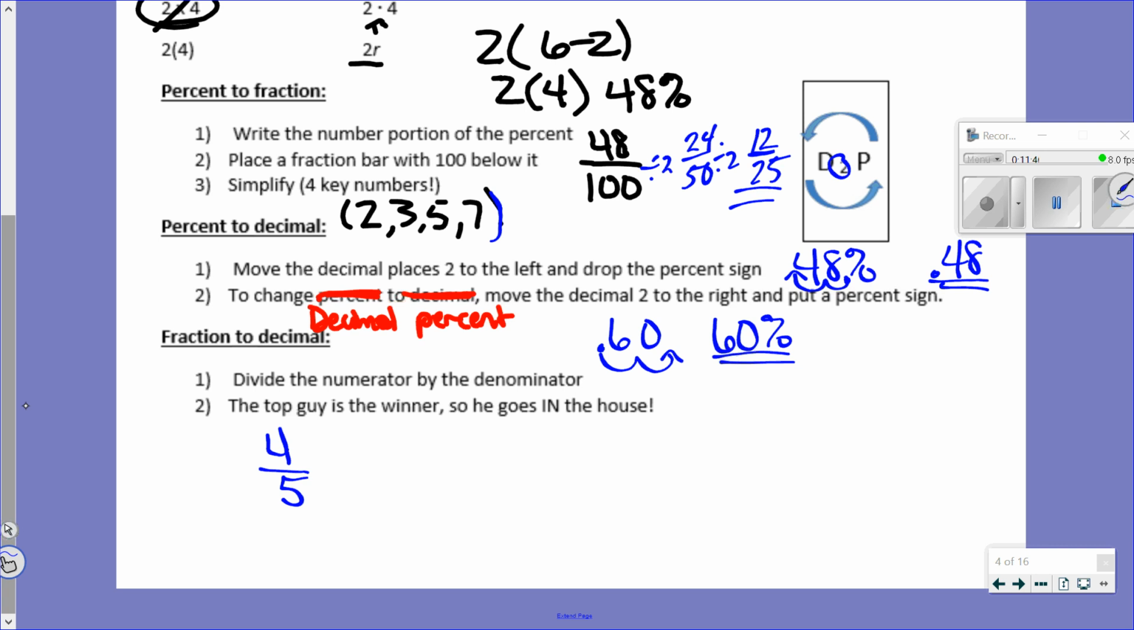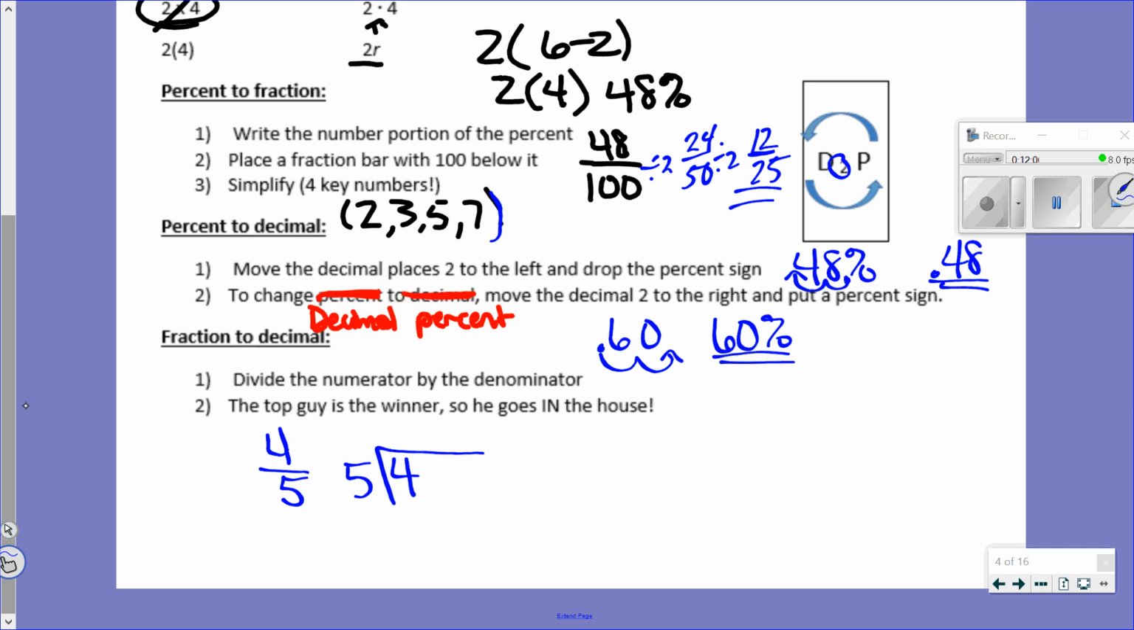Again, one of the hard parts on that is always remembering who goes where. So that's where the second part comes in. The top guy is the winner, so he goes in the house. The loser is outside in the rain. So the winner goes in the house, the loser's out in the rain.